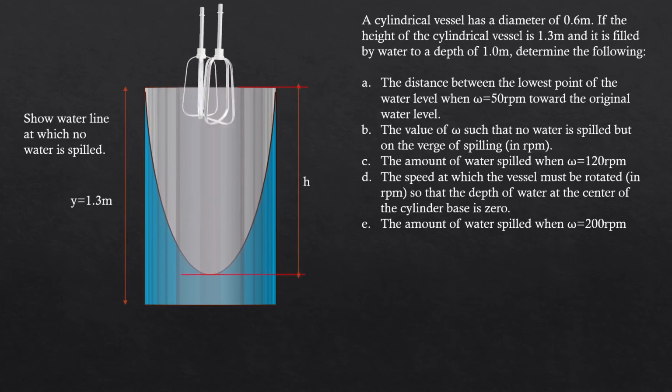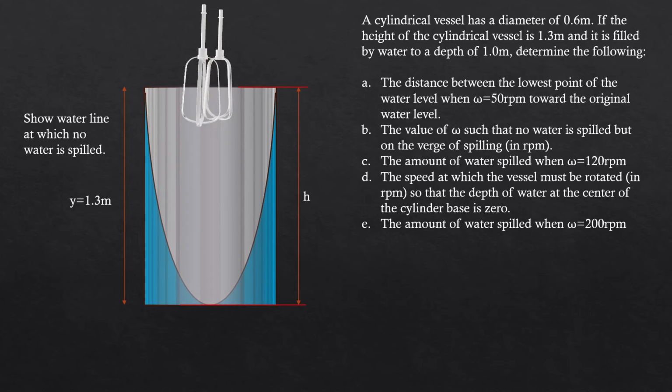We now have this condition. Now for letter D, we are to find the speed at which the vessel must be rotated in revolutions per minute such that the depth of water at the center of the base of the cylinder must be equal to 0. And so if you see this kind of wording, it just refers to this condition wherein there is no depth right here. So depth equals 0. And so this question is just gonna be easy because we already know h.